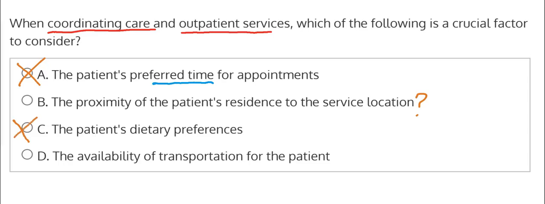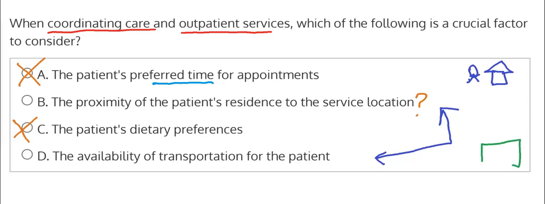And then option D says the availability of transportation for the patient. Now, you might find yourself a little stuck between these two choices, availability of transportation and the proximity of the patient's residence. Now, think of it this way to help you come to the correct answer. Let's say the patient is here, and this is their home. And then let's say that the facility they have to go to is over here.